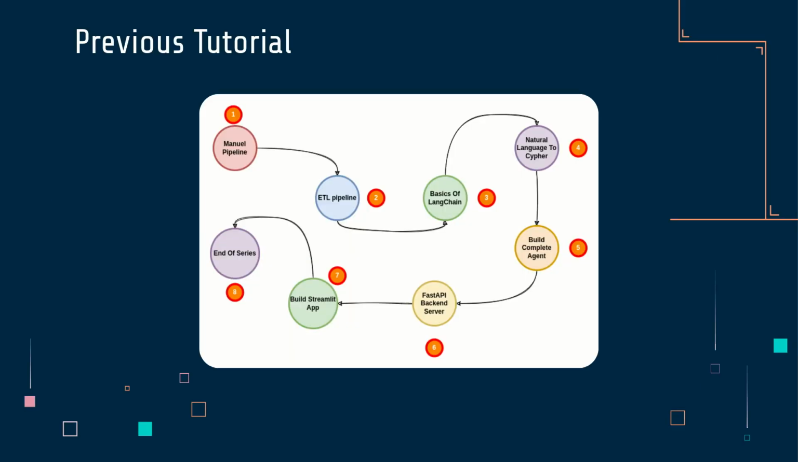In the previous videos, we have done the manual pipeline, the ETL pipeline, the basics of LangChain. We went over natural language processing and building agents. Now we are at part six, where we're going to build our FastAPI backend server, or backend service, that's going to be consumed by our Streamlit application, which you're going to be building in part seven, the next video. That's basically what we have done so far, and what you're going to do in this video: building the backend application.